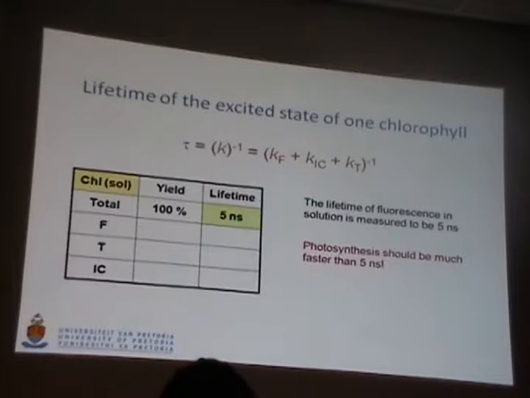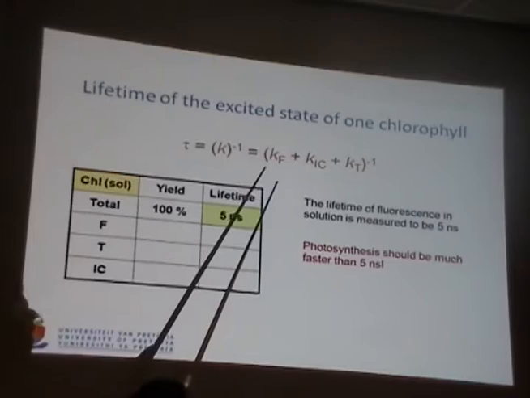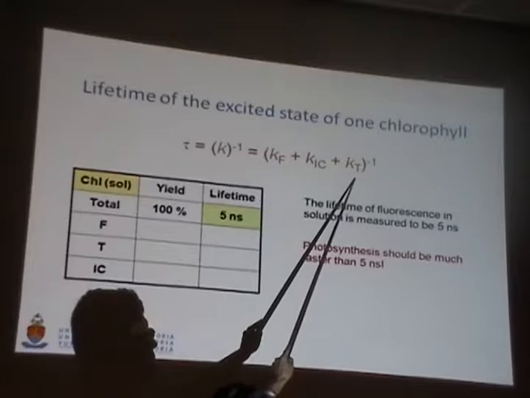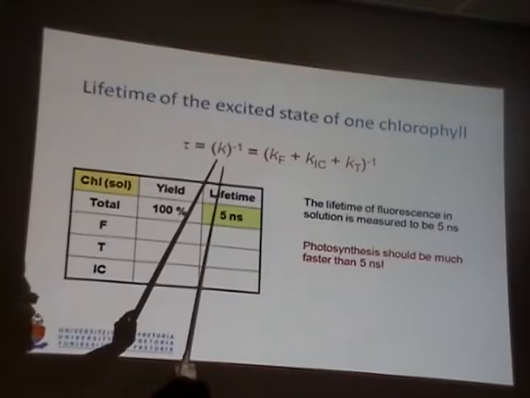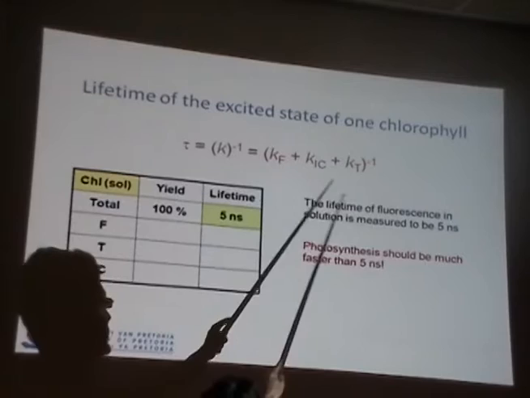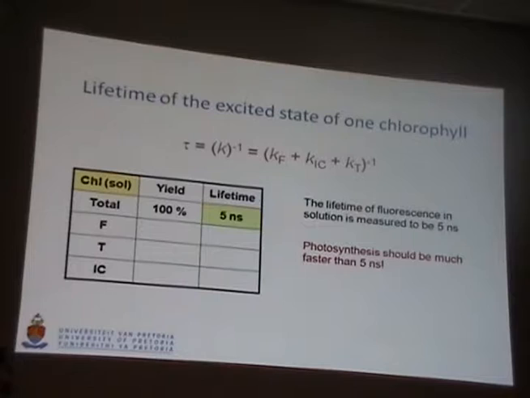Now, just to say one thing about the excited state lifetime of the chlorophylls. Just taking the three primary processes, fluorescence, internal conversion, and intersystem crossing, so formation of the triplet state. The total lifetime of the excited state is the inverse of the total rate constant, which is the sum of the different rate constants in this process. Of course, if you have another decay channel of your excited state, you just add another rate constant there.